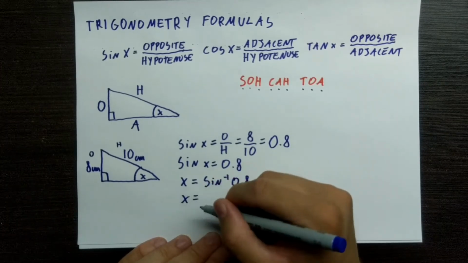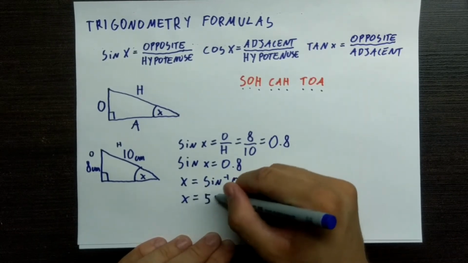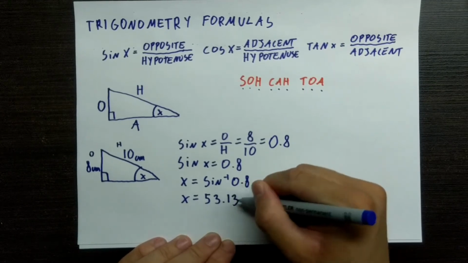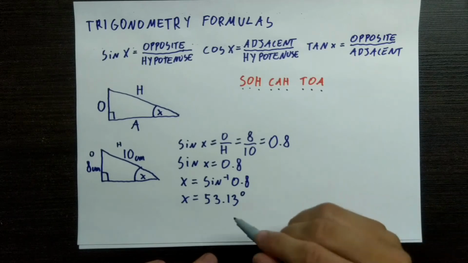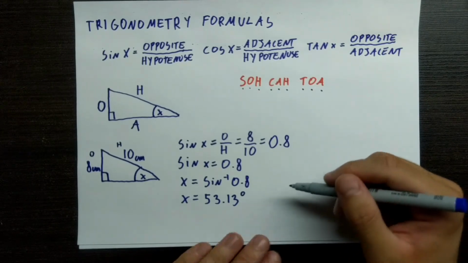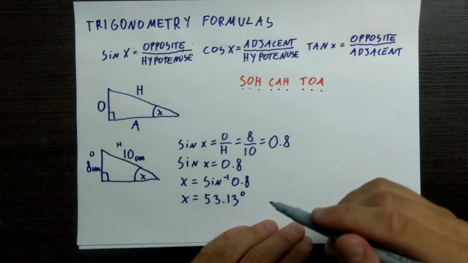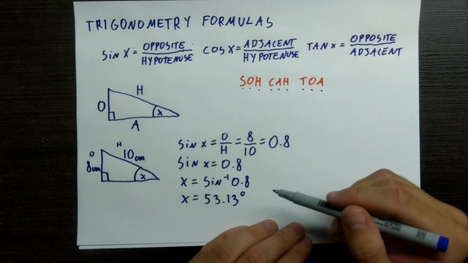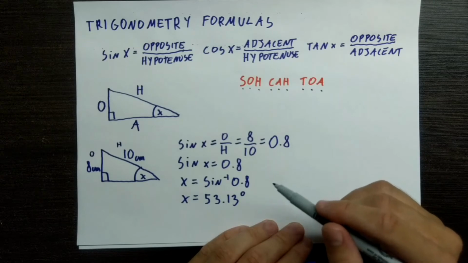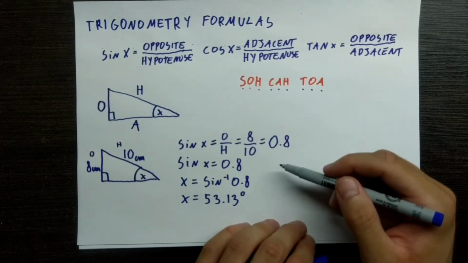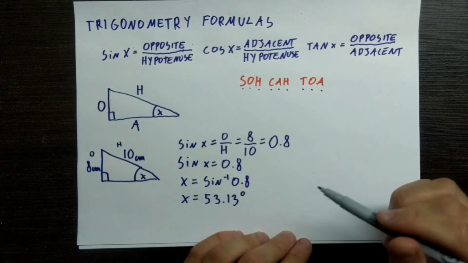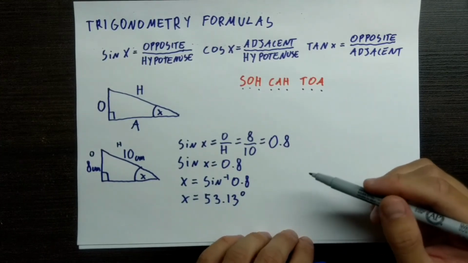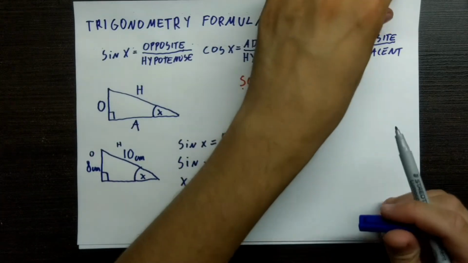And if you do that, you will see that x is equal to 53.13 degrees to 2 decimal places. There will be more places, but this is what it's equal to. Okay, so that's one basic application of trigonometry formulas. But what if we wanted to find out, so here we found out the angle, but what if we wanted to use these formulas to find out the side? Now, I am going to continue on the next page.